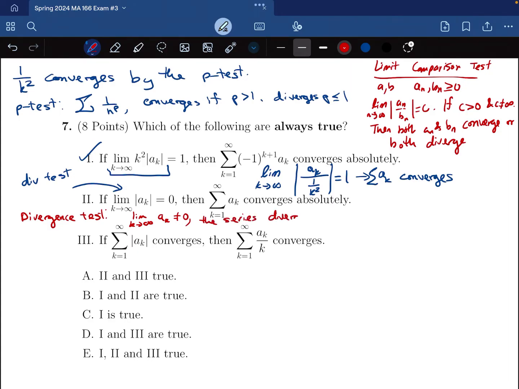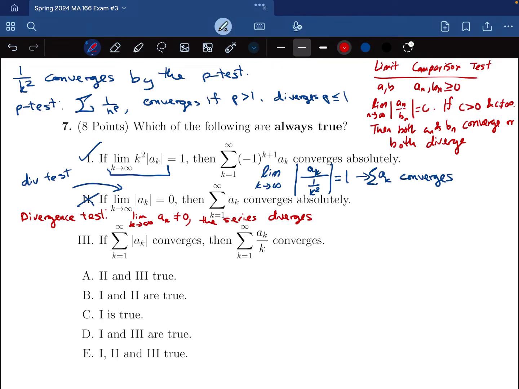If the limit does equal 0, that doesn't imply convergence necessarily. It just implies that the test is inconclusive. So this limit doesn't necessarily imply anything. So that makes statement 2 false.